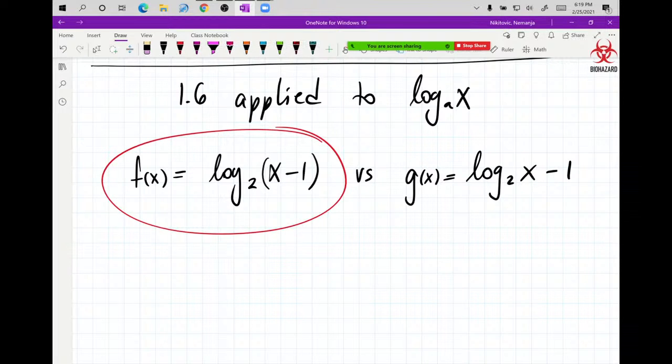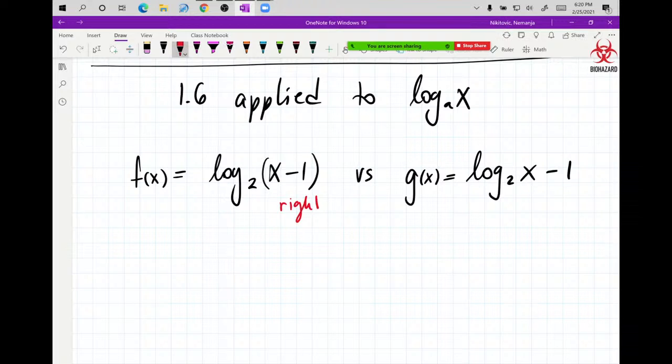So what kind of transformation do I have here? That's horizontal to the right. How much? 1. Good. And how about on the other one? Vertical down 1. Good.